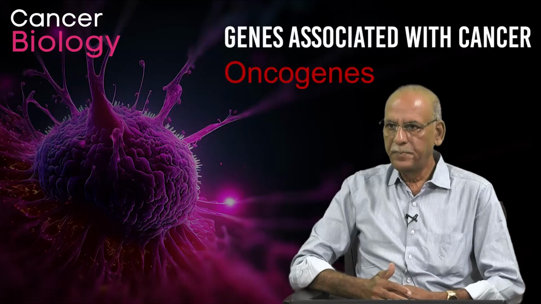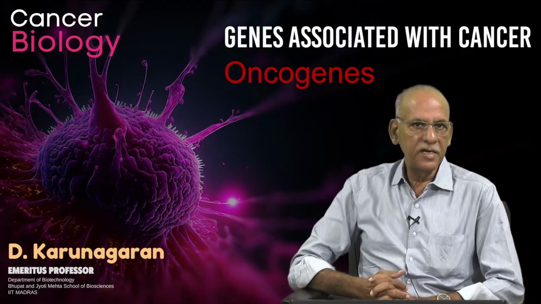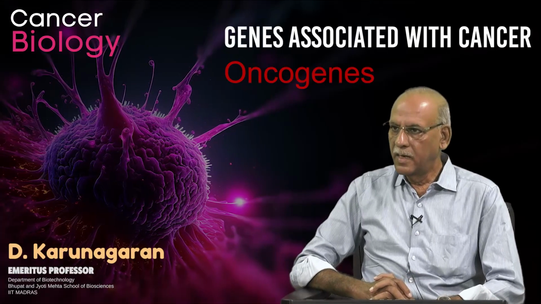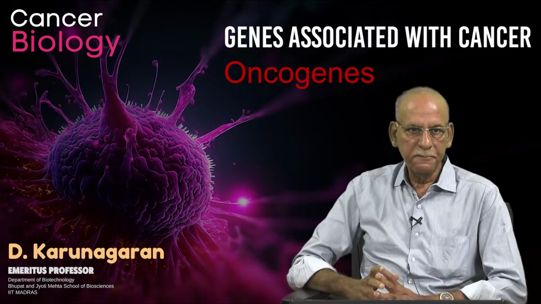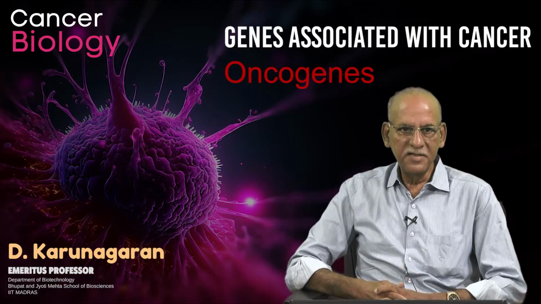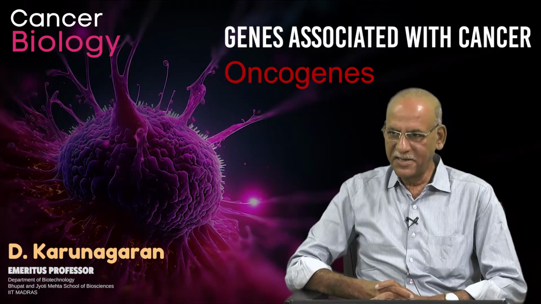If you remember, I told you there are about 300 genes associated with cancer. The human genome has 20 to 30,000 genes, but about 300. You may ask, sir, what is this? Only 300 genes, then what about the remaining genes?